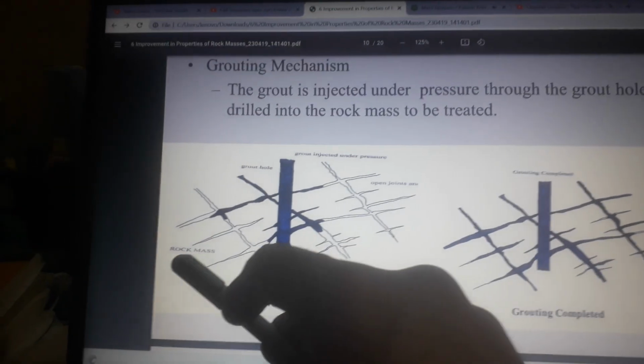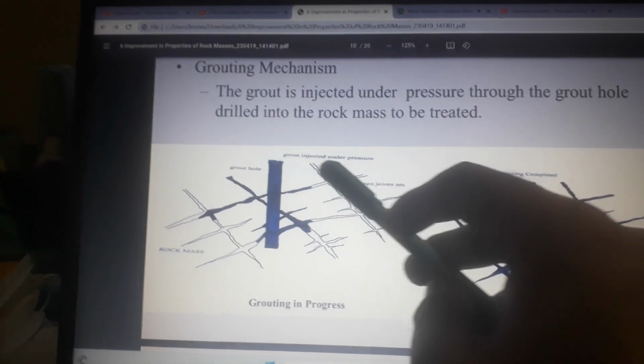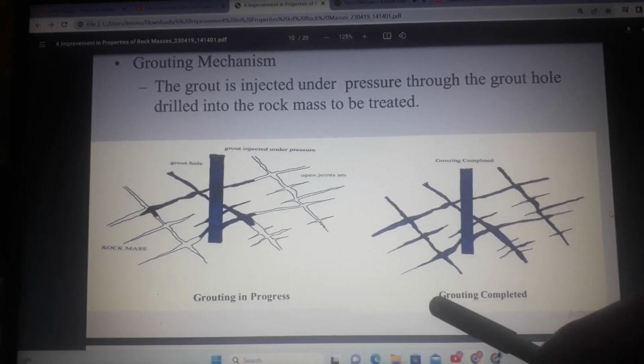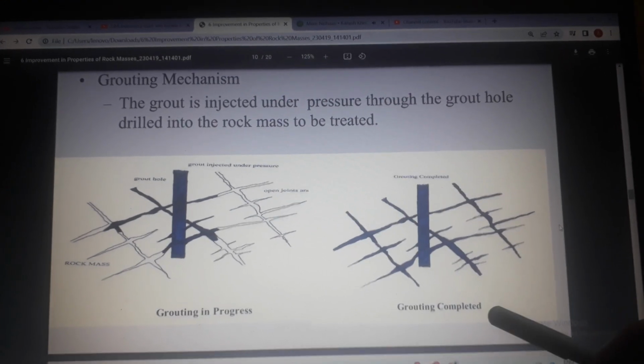Grouting in progress. This is the rock mass. This is the grout hole. This is grout injected under pressure. This is the open joint. Then grouting is completed.